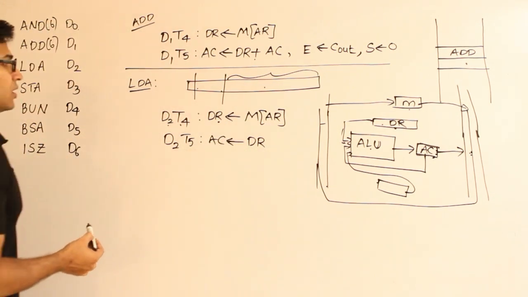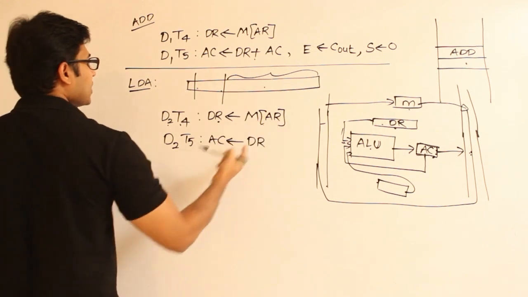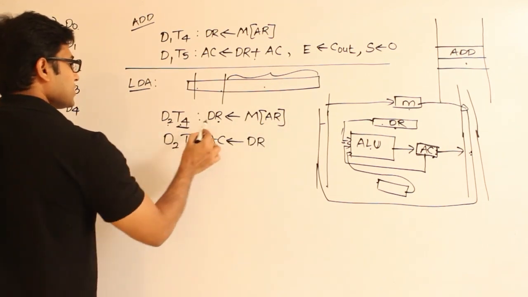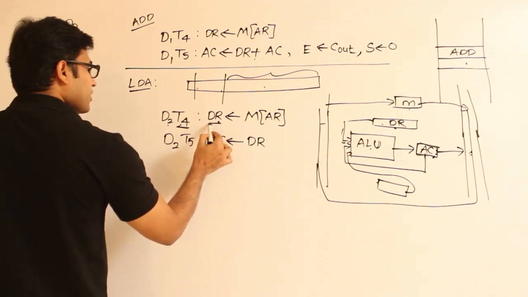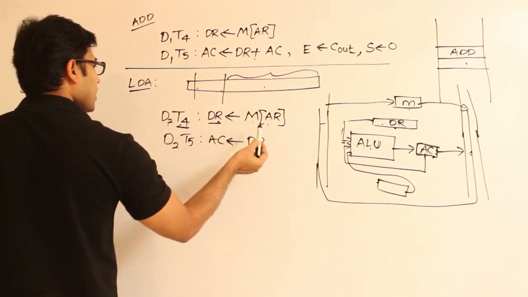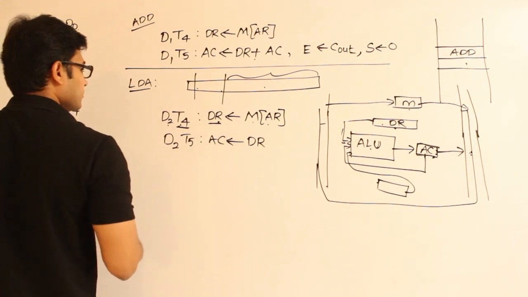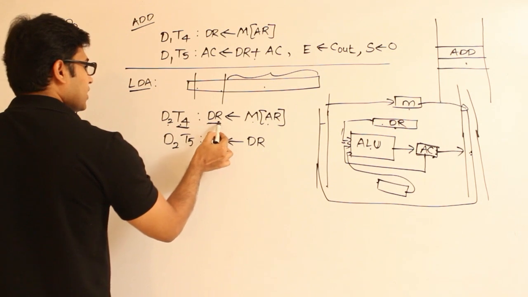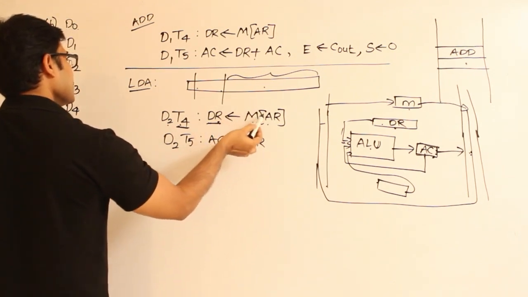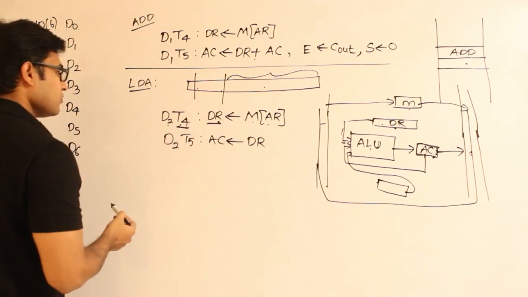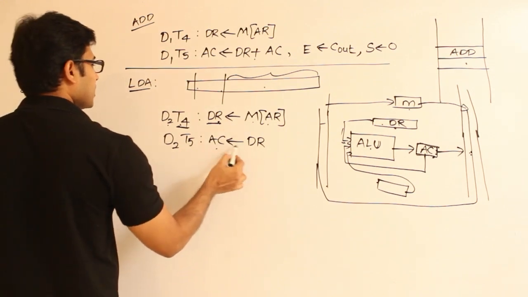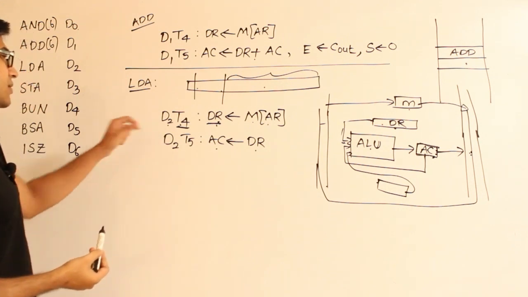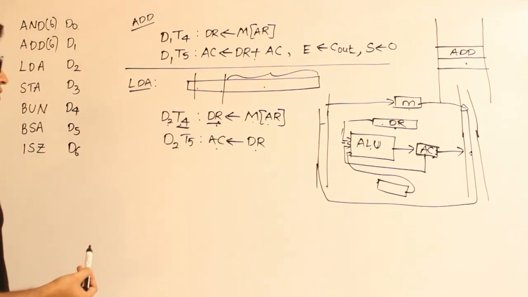Got it? So you might try to write these two in the same clock, the same timing signal T4, but what happens is DR will be loaded with the required word only at the end of T4, right? In case DR were loaded with this memory word at the beginning of T4, then at the ending of T4 you could execute it, and both of them could be written in the same clock. But then we need two clocks here.